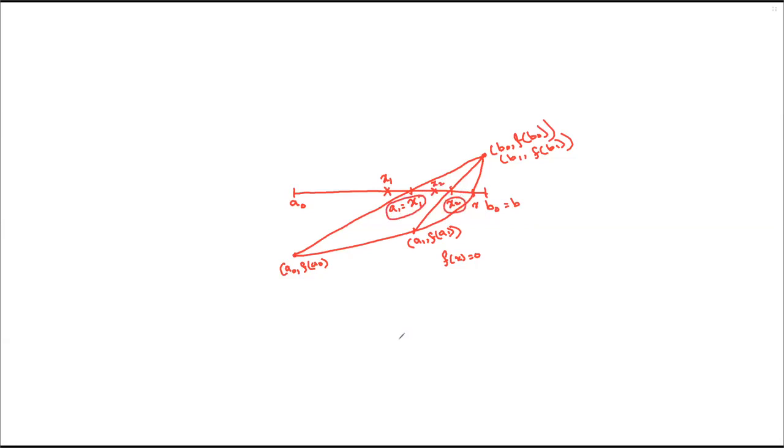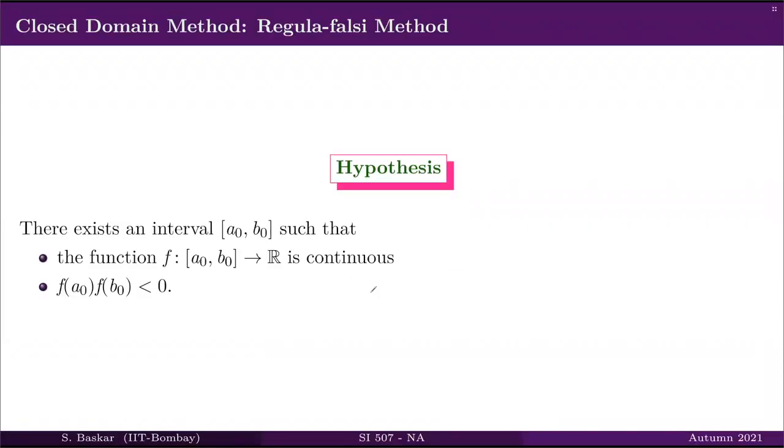In this particular case, it may not happen always. I'll leave it to you to think, at least geometrically, when does the bisection idea approach the root faster than the idea shown here. And this is the idea behind the Regula-Falsi method. Let us formally derive the formula for the Regula-Falsi method and devise the algorithm as we did in the bisection method.